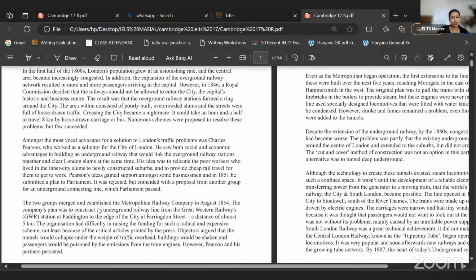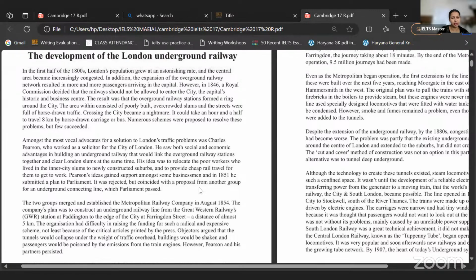So if you read out, they have written over here: it was rejected but coincided with a proposal from another group for an underground connecting line. With Parliament's approval, the two groups merged and established the Metropolitan Railway Company in August 1854. The company's plan was to construct an underground railway line from the Great Western Railway Station at Paddington to the edge of the city at Farringdon Street, a distance of almost 5 kilometers.